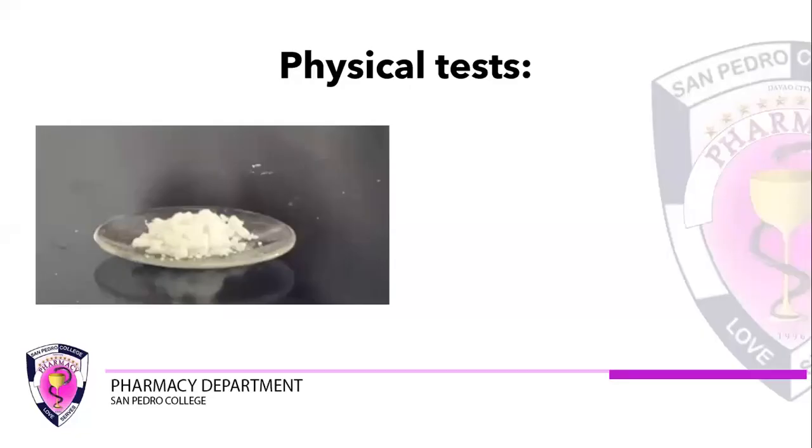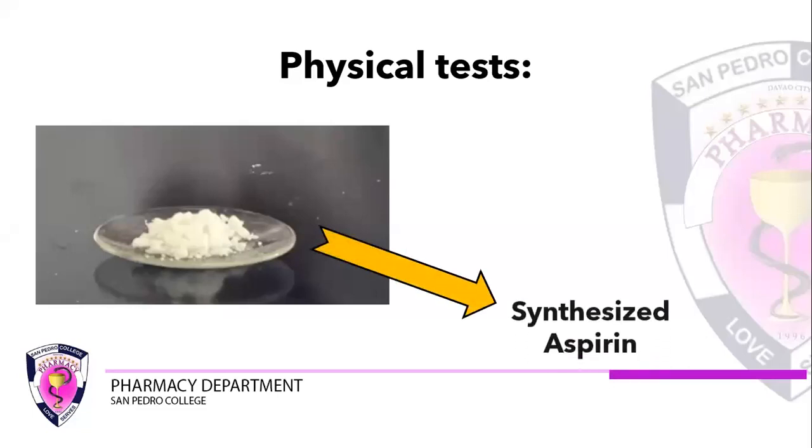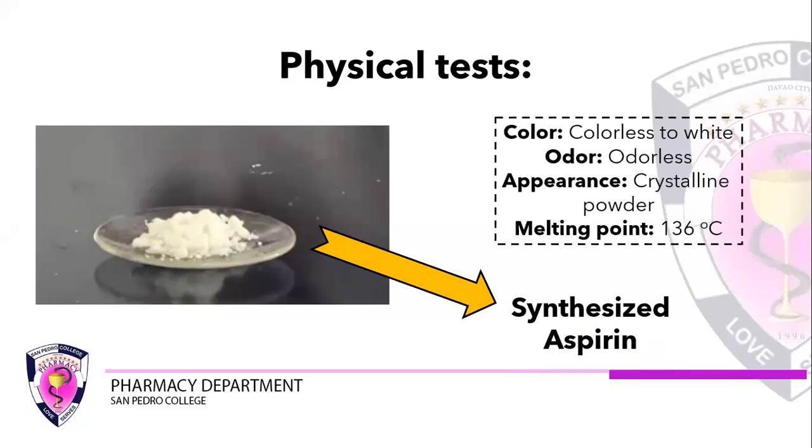All right, so for physical tests, so synthesized aspirin, yung kanina. So technically, ang aspirin, it has the following physical properties: color, colorless to white; odor is odorless; appearance niya is somewhat crystalline. Pero sa ating experiment medyo basa-basa pa siya. So medyo nagdali na mi ato. So no time for heating inside an oven. So pero dapat murag crystalline dapat ang theoretical niya na itsura. And melting point, it's around 136 degrees Celsius.